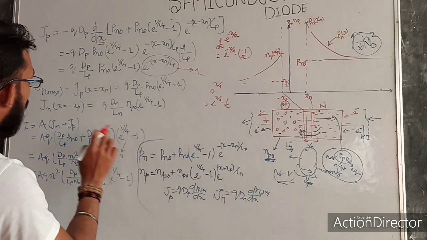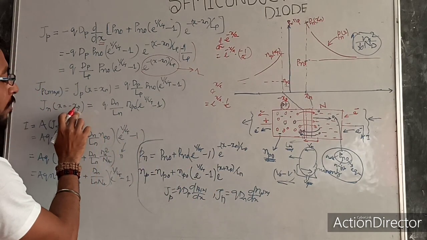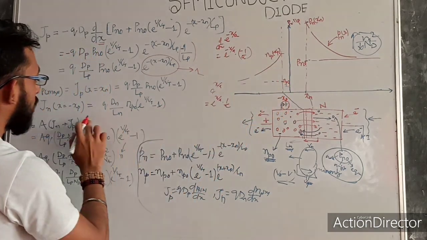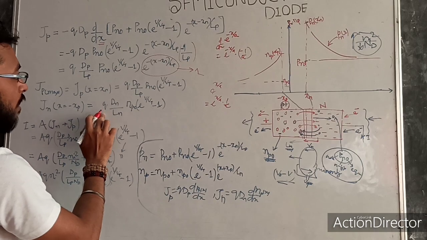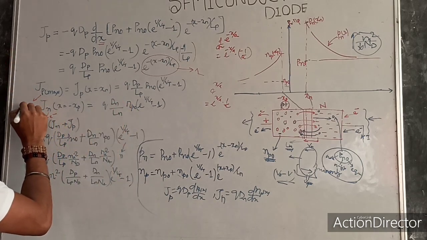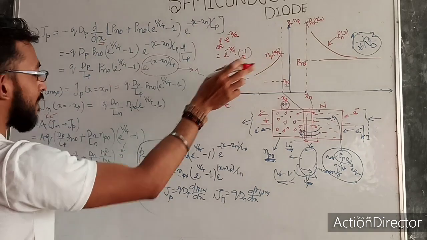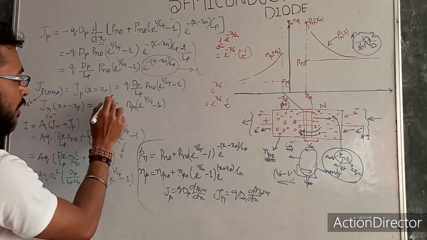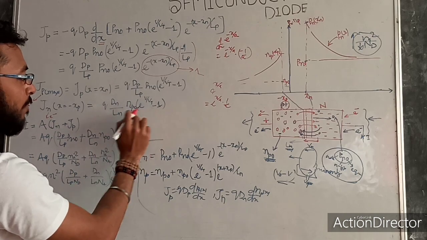So at the output, what will I get? I get Jn at x equal to minus xp, because the J value will be maximum at x equal to minus xp. That is the Jn value: q Dn upon Ln. This n means electron, and this p means hole, this is the hole at the n side. This is the electron current at the p side: q Dn upon Ln np naught e power V by Vt minus 1.